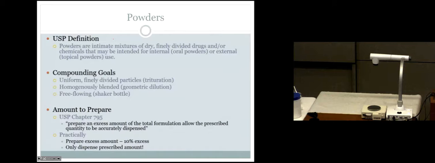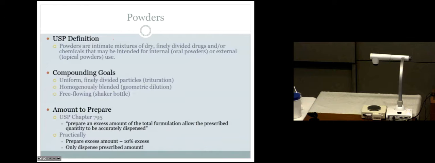And lastly, it does need to be free-flowing. You'll see today that your powder at first is very clumpy and pasty, and it would in no way shake out of a shaker bottle. That in itself would not be good. But your final formulation is such that it does shake out of the shaker bottle. It is free-flowing enough that it would spread on the skin and be able to be applied. So again, we want to make sure your final product does meet those compounding goals.